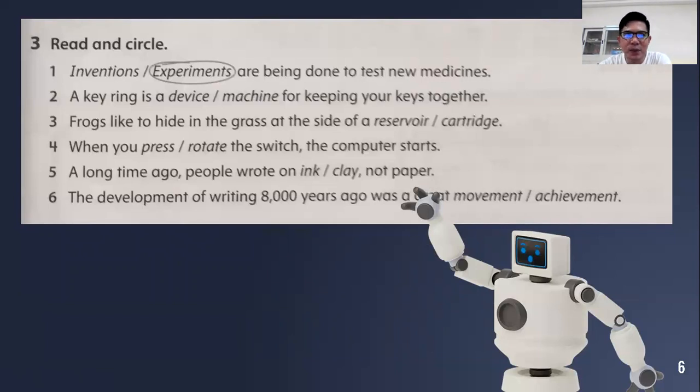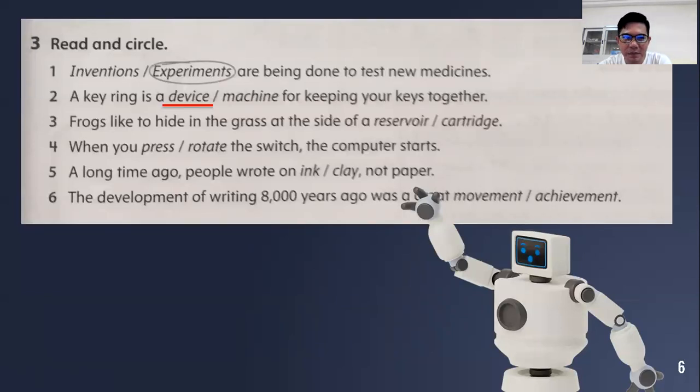All right, number 1, you just select inventions or experiments. Answer is given, experiments. Experiments are being done to test new medicines. No need to give score. For number 2, the same. Every correct answer, give 2 points. Every wrong answer, mark 1 point. Let's go to number 2. A key ring is a device, machine, for keeping your keys together. The answer is device. A key ring is a device for keeping your keys together.